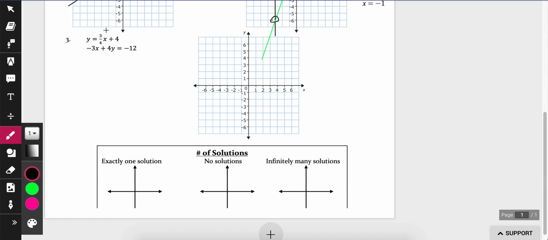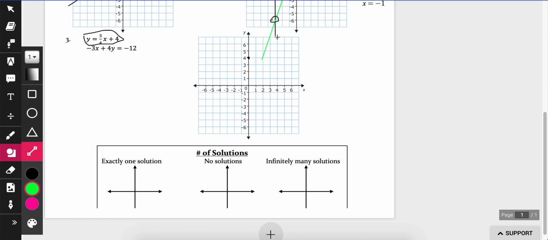We're going to do one more together. I'm looking at this first line right here and seeing that this is in slope-intercept form, y equals mx plus b, so I'm going to start with the y-intercept 4. And I'm going to use the slope, which tells me to rise 3 and run 4. That puts me right here. And now we have our first line. It looks something like this.